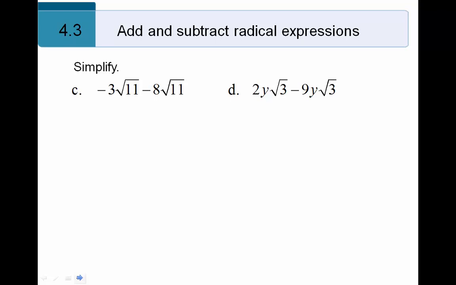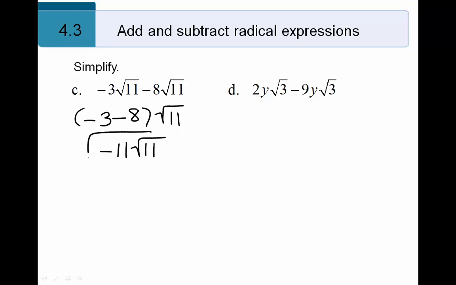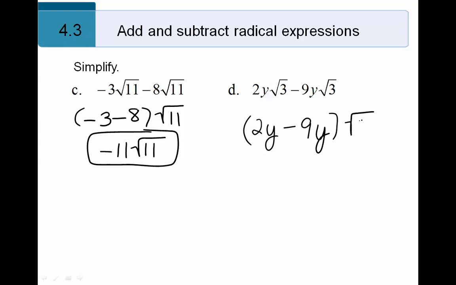Negative 3 square roots of 11 minus 8 square roots of 11. So that's a negative 3 minus 8 square roots of 11. Negative 3 minus 8. Negative 3 and negative 8 is negative 11. So we get negative 11 square roots of 11. Two y square roots of 3 minus 9y square roots of 3. That's 2y minus 9y square roots of 3, which is equal to negative 7y square roots of 3.